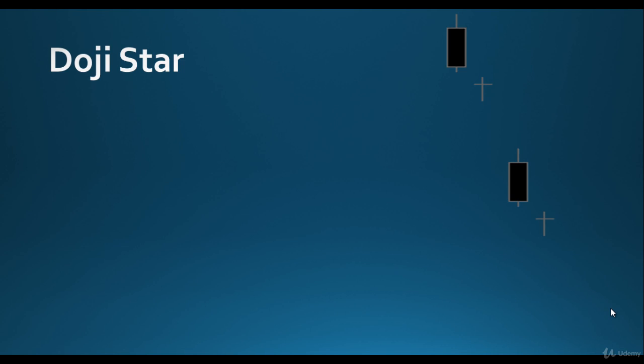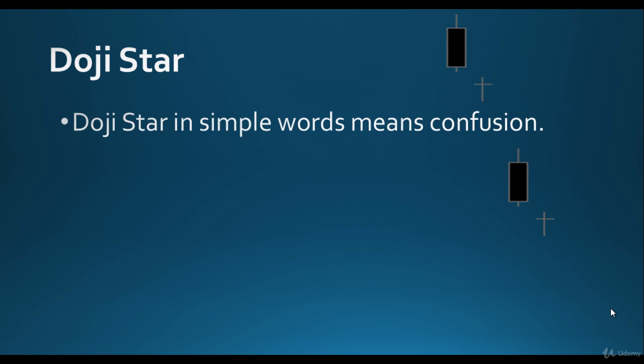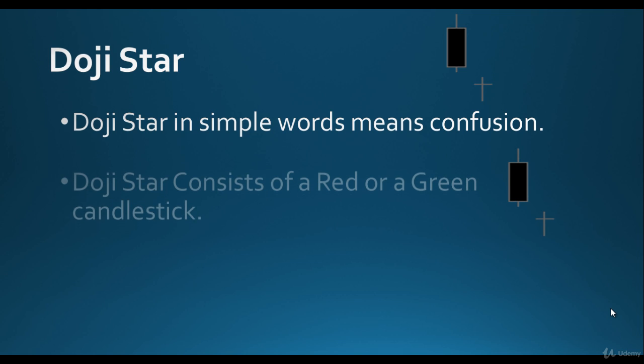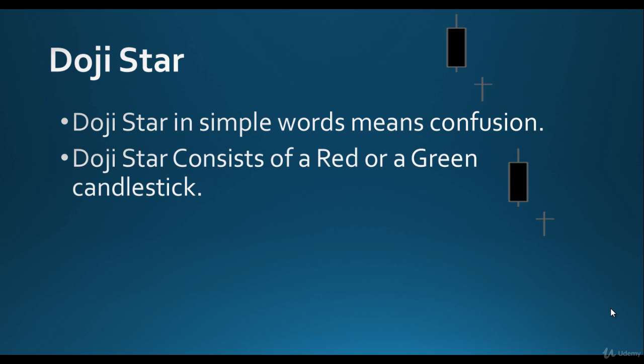Doji star. A doji star looks like this. A doji star, in simple words, means confusion. If you see a doji star, that means confusion. A doji star consists of a red or a green candlestick.